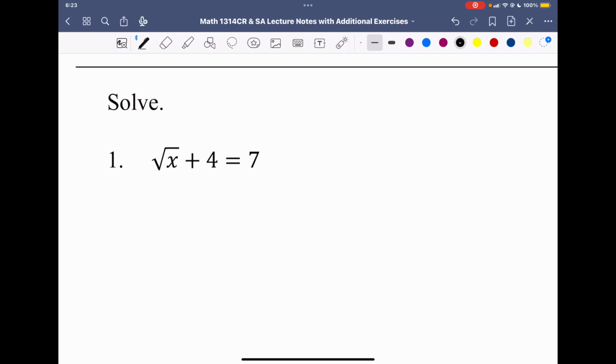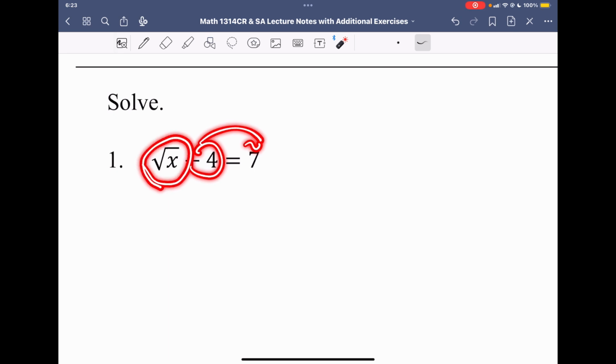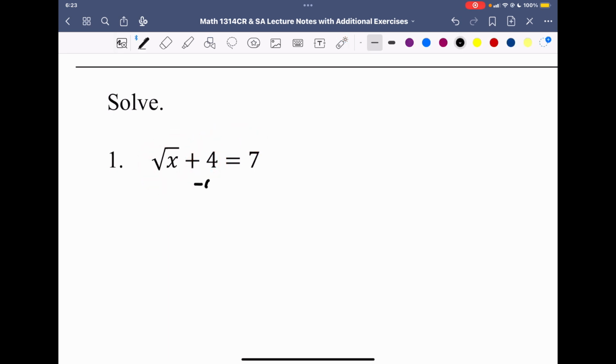Going to be solving for the variable x. You want to make sure that this 4 is moved over and you have the square root of x by itself. So we're going to subtract 4 from both sides. We have the square root of x equals 3.